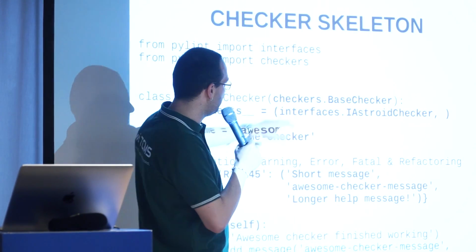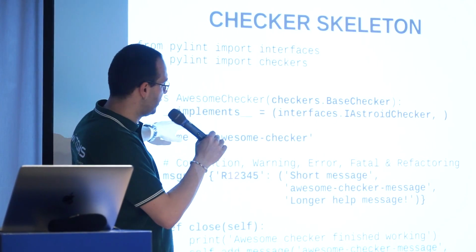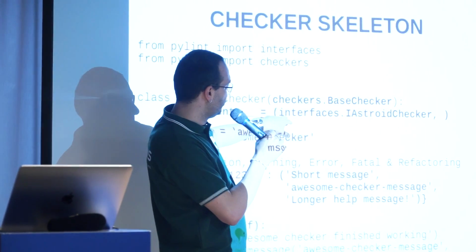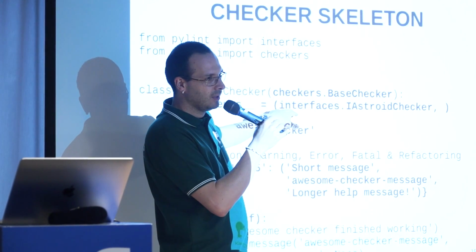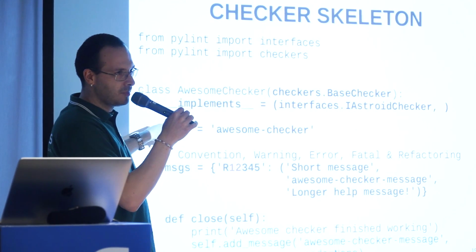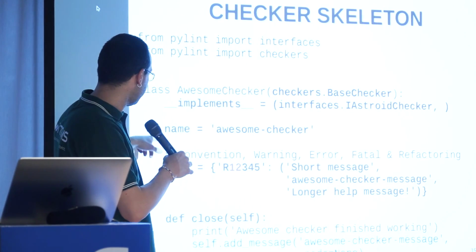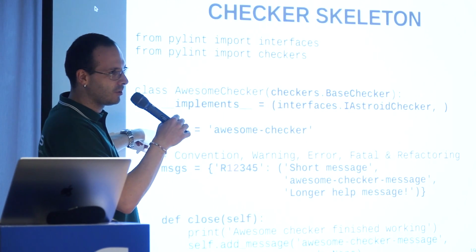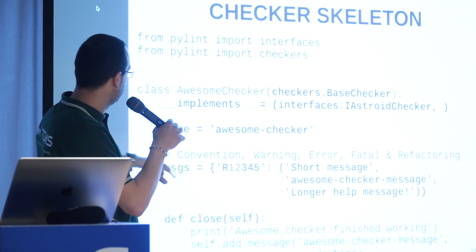So give it a name, inherit from BaseChecker. You need this attribute, this is mandatory, it's a tuple, and you tell it which interfaces you want to implement. You can implement one, you can implement all of them if you want to. You need a name attribute, this is mandatory, 99% of the time this is not used. This is only used if you want your checker class to read settings from the .pylintrc file.